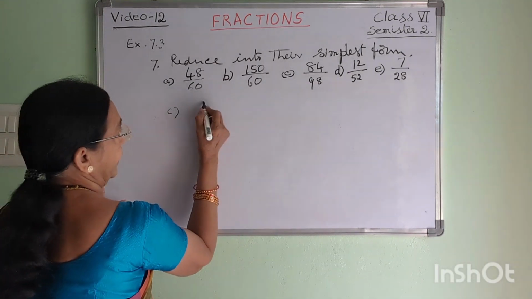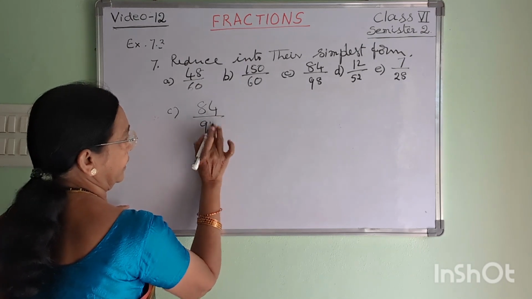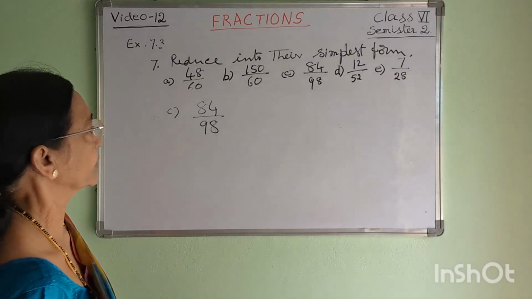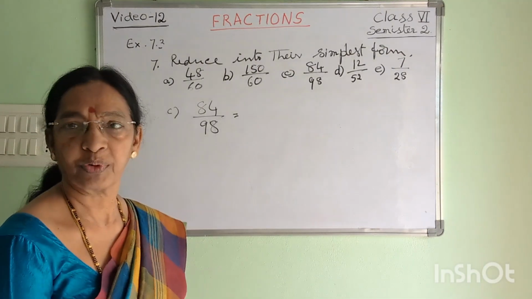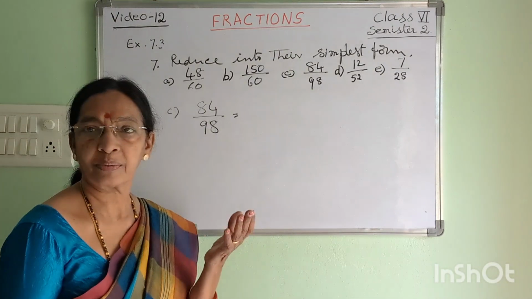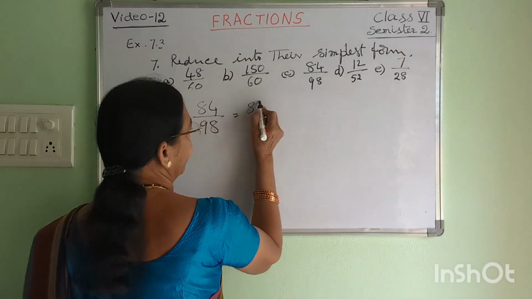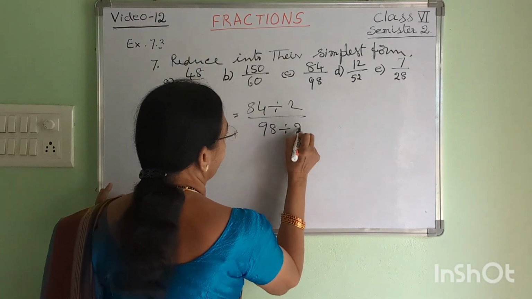C. 84 by 98. Now we will simply divide both of them by 2, as both the numbers are even, they are divided by 2. Therefore 84 divided by 2 by 98 divided by 2.